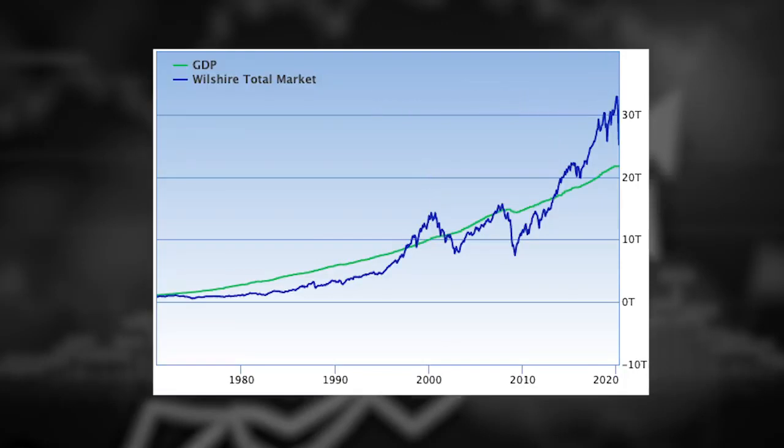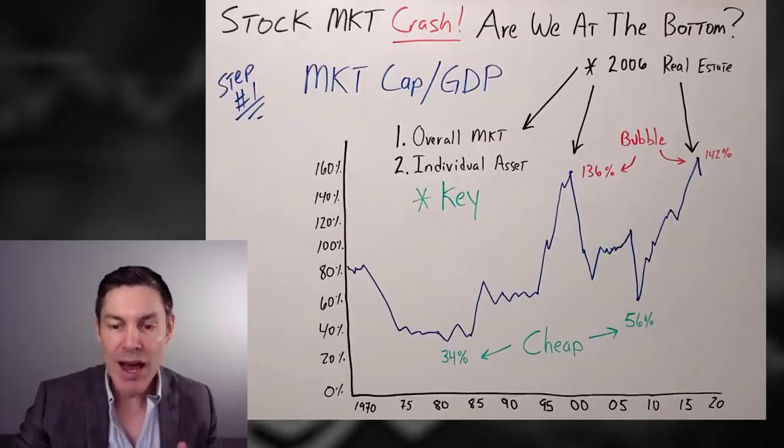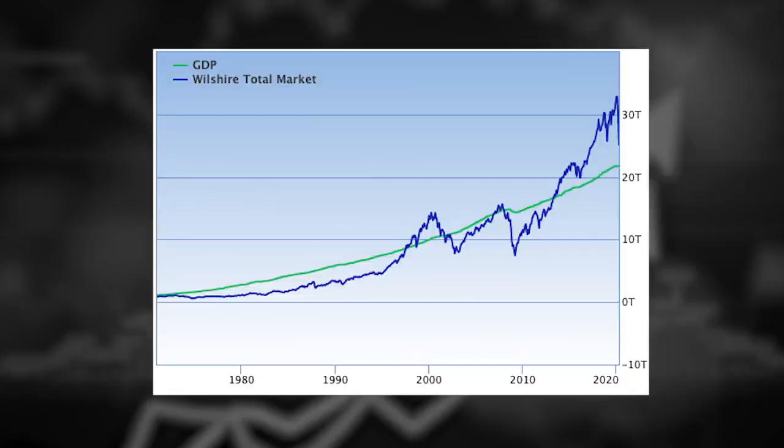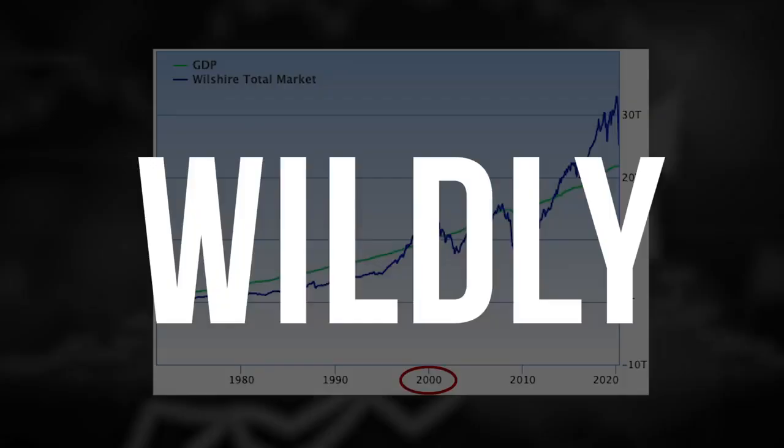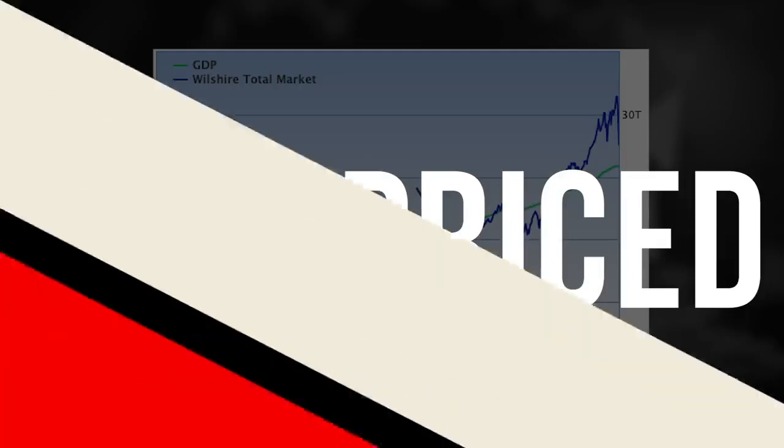Well, look at where we were back in 2019. Look at the delta between the green line and the blue line at its peak. Unbelievable. How could you look at this chart and not say we were in a massive bubble? And again, let's compare where we were to 2000. It's just blatantly obvious that the market was wildly overpriced.